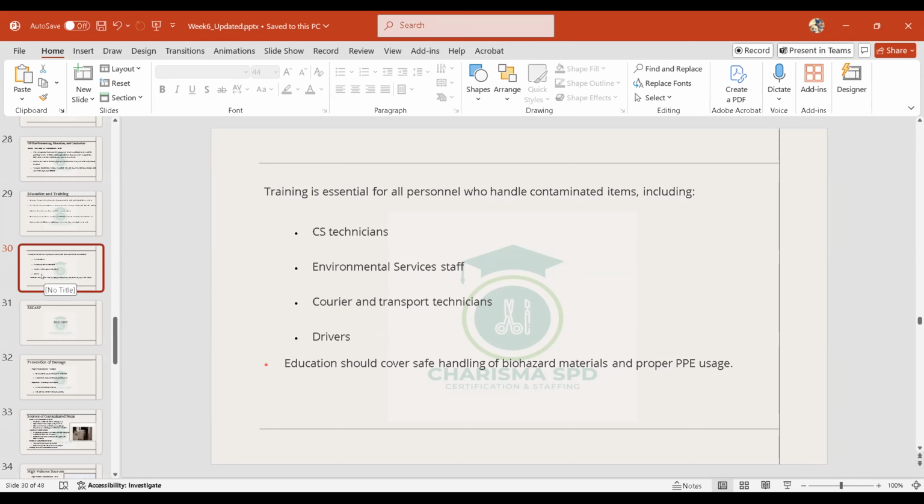Like the tubings, the drapes, they dispose of them. They have to make sure that they are not dripping. And if there are any drippings, they have to mop them. And if they mop them, what do they put there to inform people that the ground is wet? Wet sign. They put a signage communicating to people that you walk, be careful, the ground is wet. So CS technicians must be trained, environmental services staff must also be trained, carriers and transport technicians also must be trained.